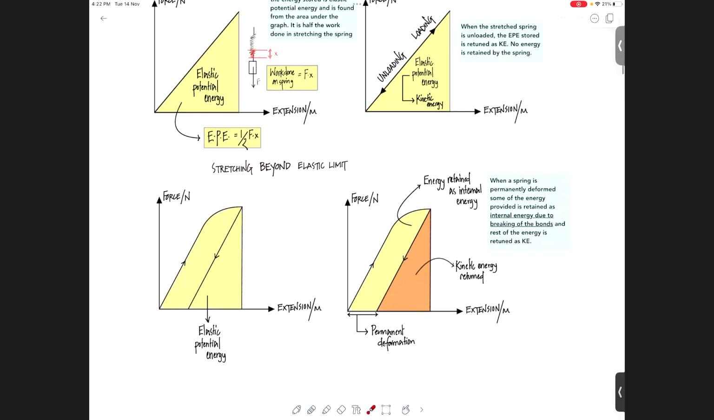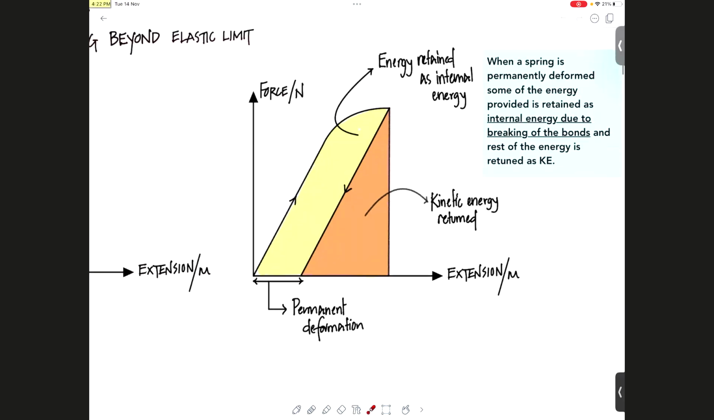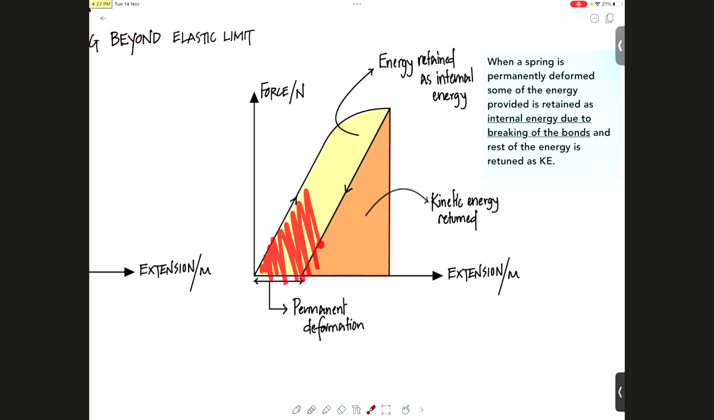But once you cross the elastic limit, that's where our syllabus is more concerned. Once you go beyond the elastic limit, this whole thing is the amount of energy you had given. But the orange part represents the amount of energy that you actually got back. You'll find that the yellow part is missing. It doesn't come back. And that yellow part is the amount of energy retained by the spring.